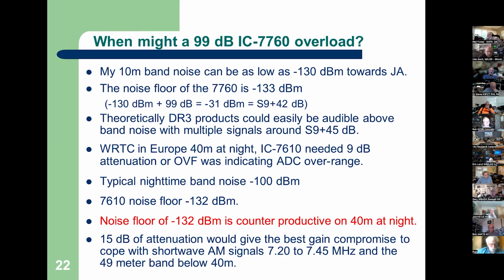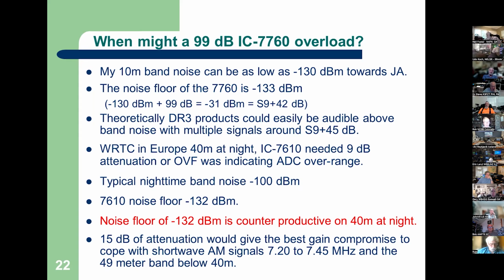Now, one thing that I think was a bit misunderstood was some of the people running direct sampling radios at WRTC in Europe the last time, and I think we've got our WRTC coming up next year. They were running 9 dB attenuation on a 7610, where otherwise the overload light was on. Well, I'd probably pick 15 dB.